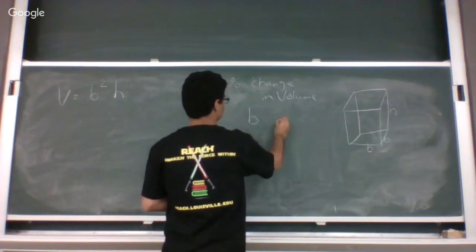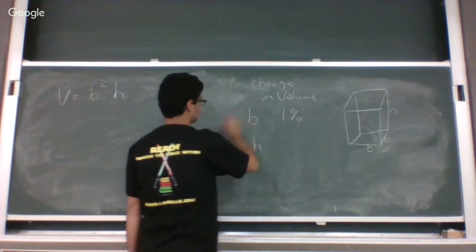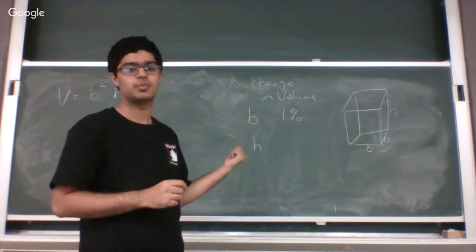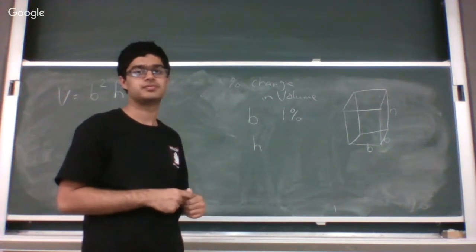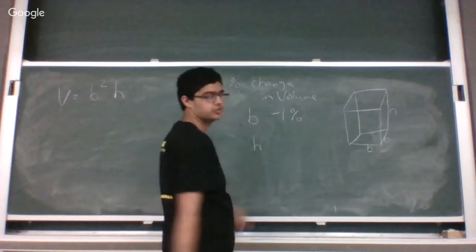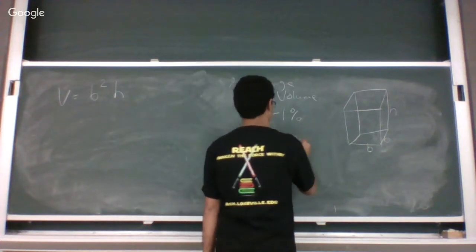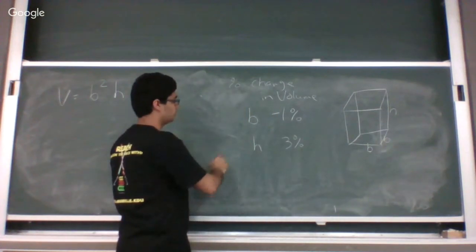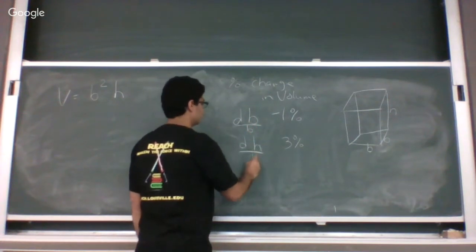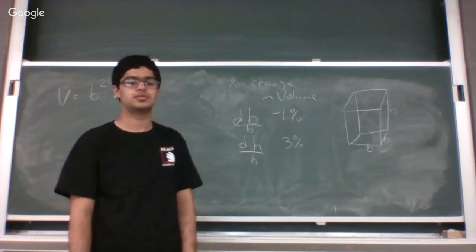So the base, say, is decreasing by 1%, and the height is increasing. Yeah. So then it'd be negative or positive for the base, if it's decreasing? That's gonna be negative. Yeah. And we'll say that the height is increasing by 3%. So then we wouldn't just do B over H. We do dB over B and dH over H. Right? You guys, I'm sure, understand all that.